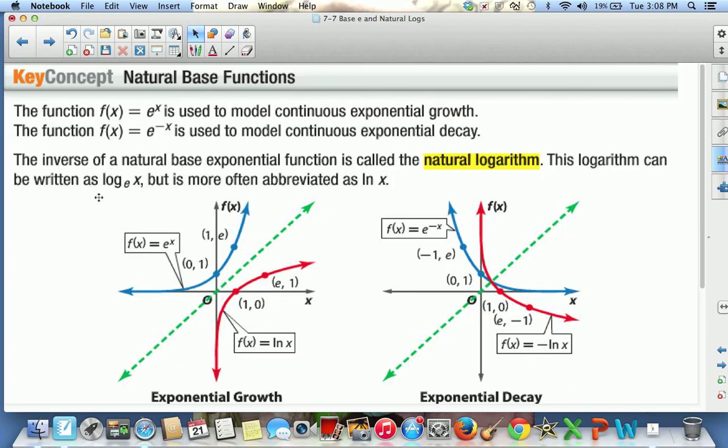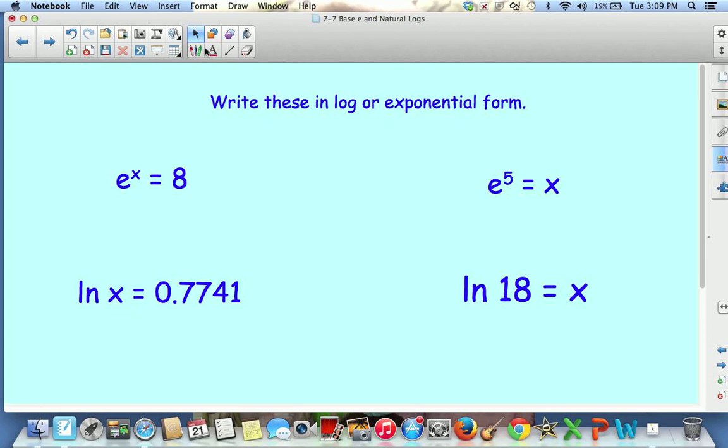Here are just some notes from your book, what the graphs look like. Just know that the function e to the x and the natural log of x are inverses of each other. You can read that later if you'd like. We go back to exponential growth and exponential decay, what we did in section 1. So let's go ahead and write these in log or exponential form.